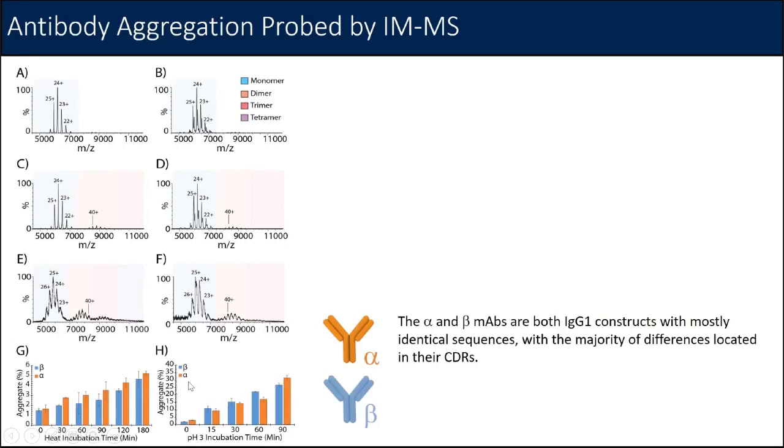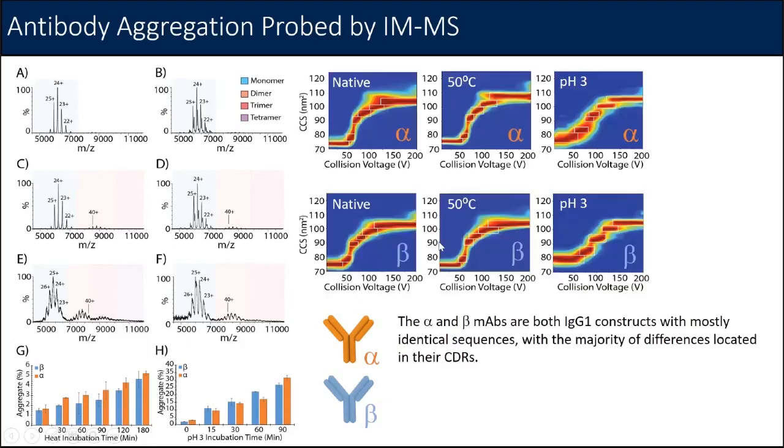But again, that difference in aggregation appears for the beta and alpha antibodies, even though the difference here is only in the CDR. We can, of course, track the CIU data across each of these different states. These are monomer CIU data for native, the 50 degrees C, and pH 3 measurements. You can see that there are some pretty dramatic differences associated with heat stress, like we saw in infliximab, but also in the pH stress data.